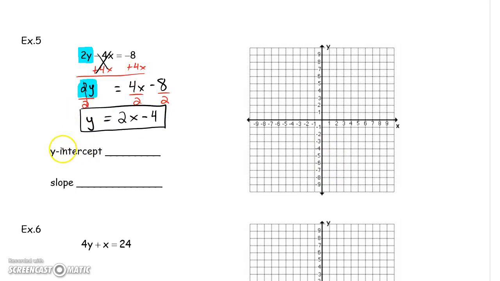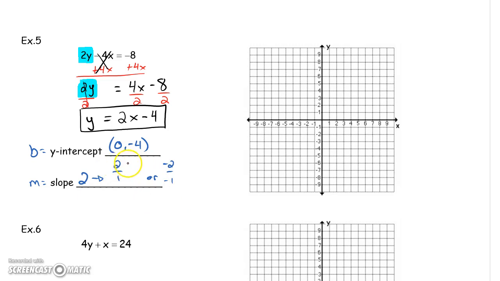I can finally pick out my y-intercept, which is b, and my slope, which is m. I am subtracting 4, so the y-intercept is at -4. My slope is 2, so when I write that as a fraction, it's positive 2 over 1, or negative 2 over negative 1. You could look at it in either direction.